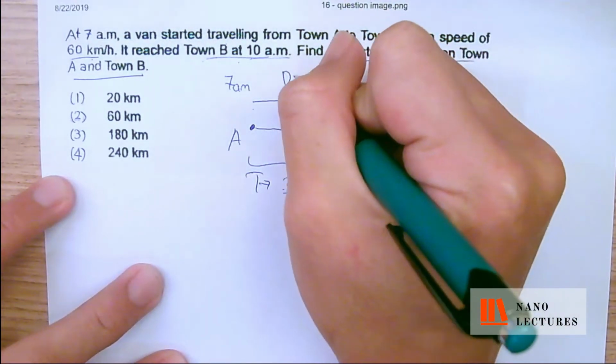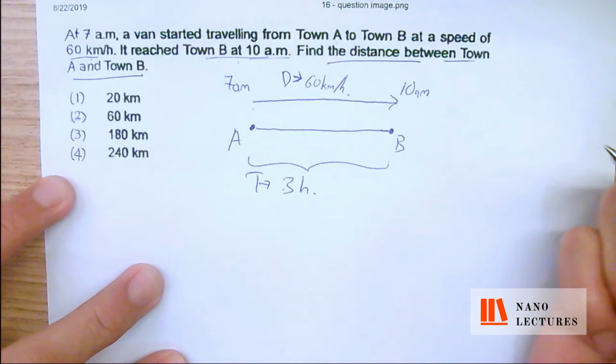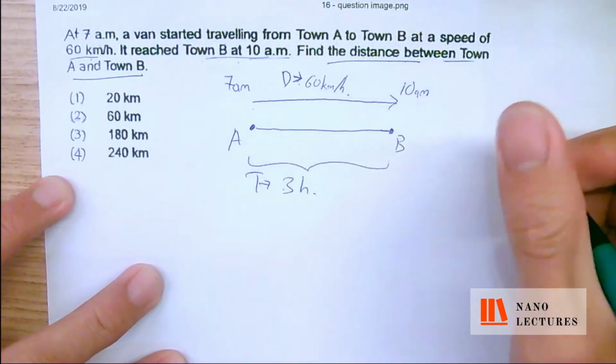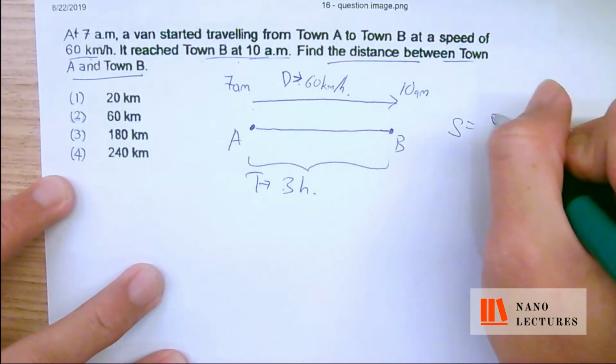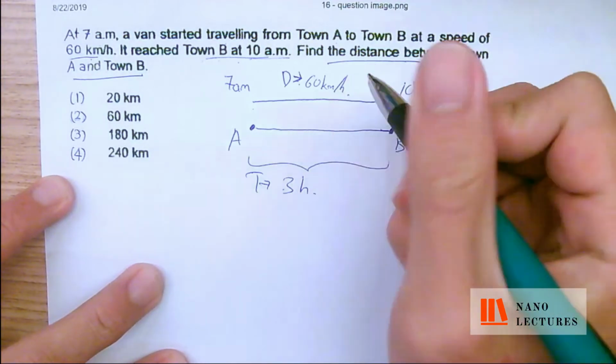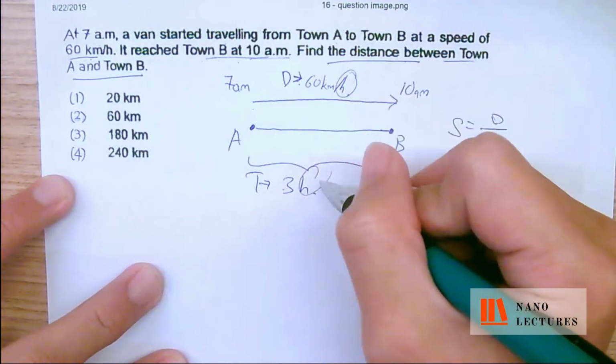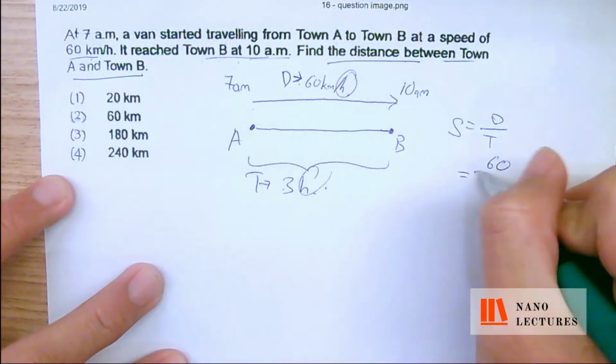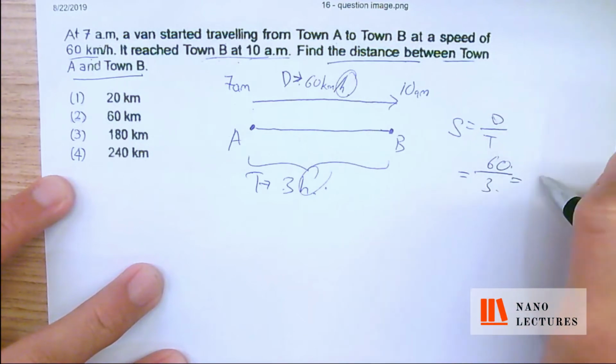D will be 60 km per hour. So you have your D, you have your T. How to find your speed? Speed will be distance divided by time, and make sure all the units are the same. Hour. Distance will be 60, time will be 3. 60 divided by 3 will be 20 km per hour.